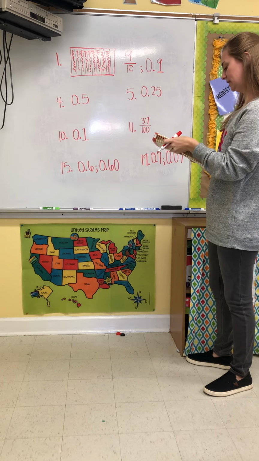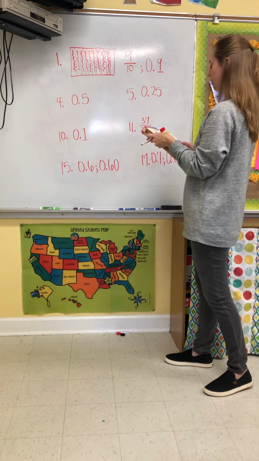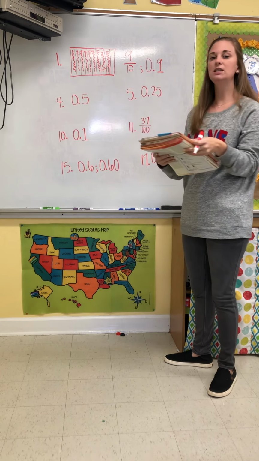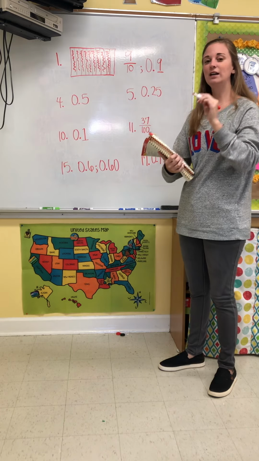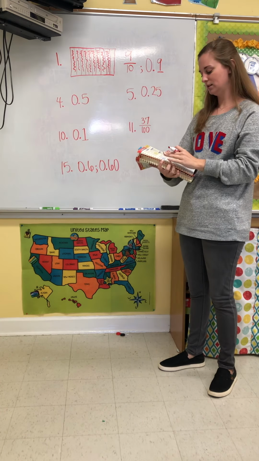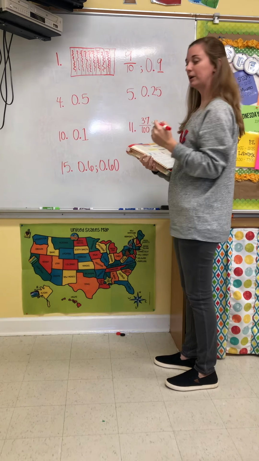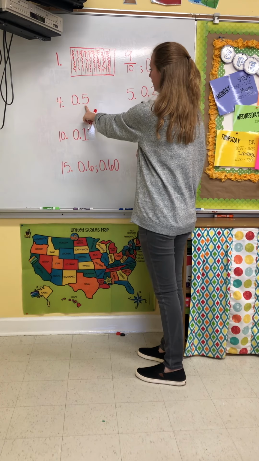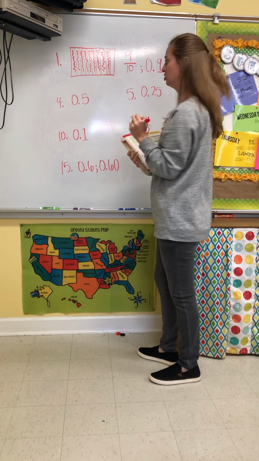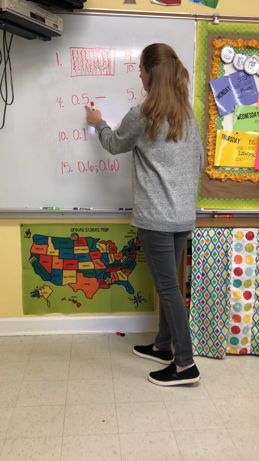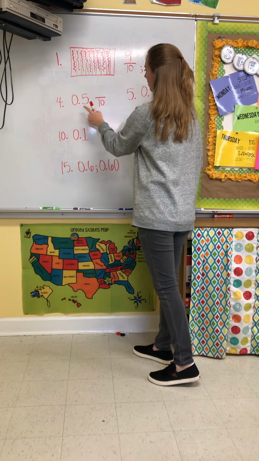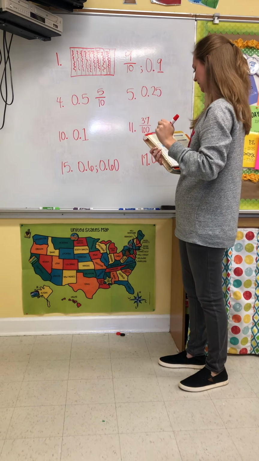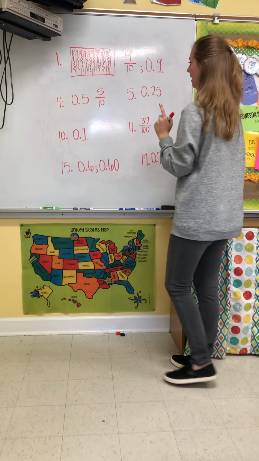Let's look at the next section, 4 through 9. We're going to go over 4 and 5, and your directions are rename as a fraction in simplest form. This is basically how you're going to convert your decimals into fractions. We're working with just tenths and hundredths, so we have 0 and 5/10ths, and we're going to write that as a fraction. The 5 is in our tenths spot, so the 10 goes on the bottom, and the 5 goes on top. Then it says to simplify, so we need to make sure we do that step.